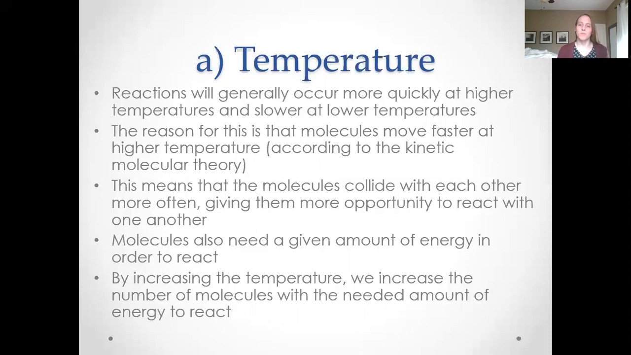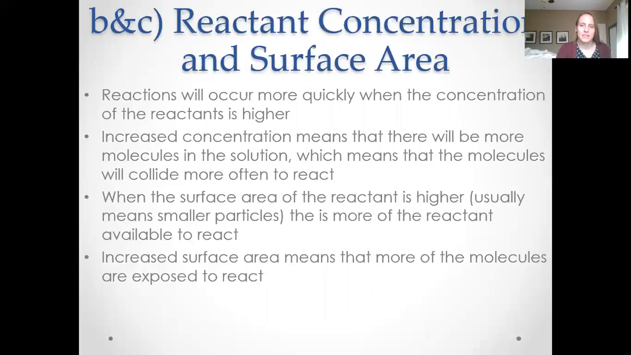higher the temperature, the more kinetic energy the molecules have. If the molecules are moving faster, they collide with more energy and they collide more often, which means that more of the molecules are colliding in the right orientation to actually react and with the right energy to actually react. And then reactant concentration, that just means the more concentrated the reactants are, the more quickly they will actually react.